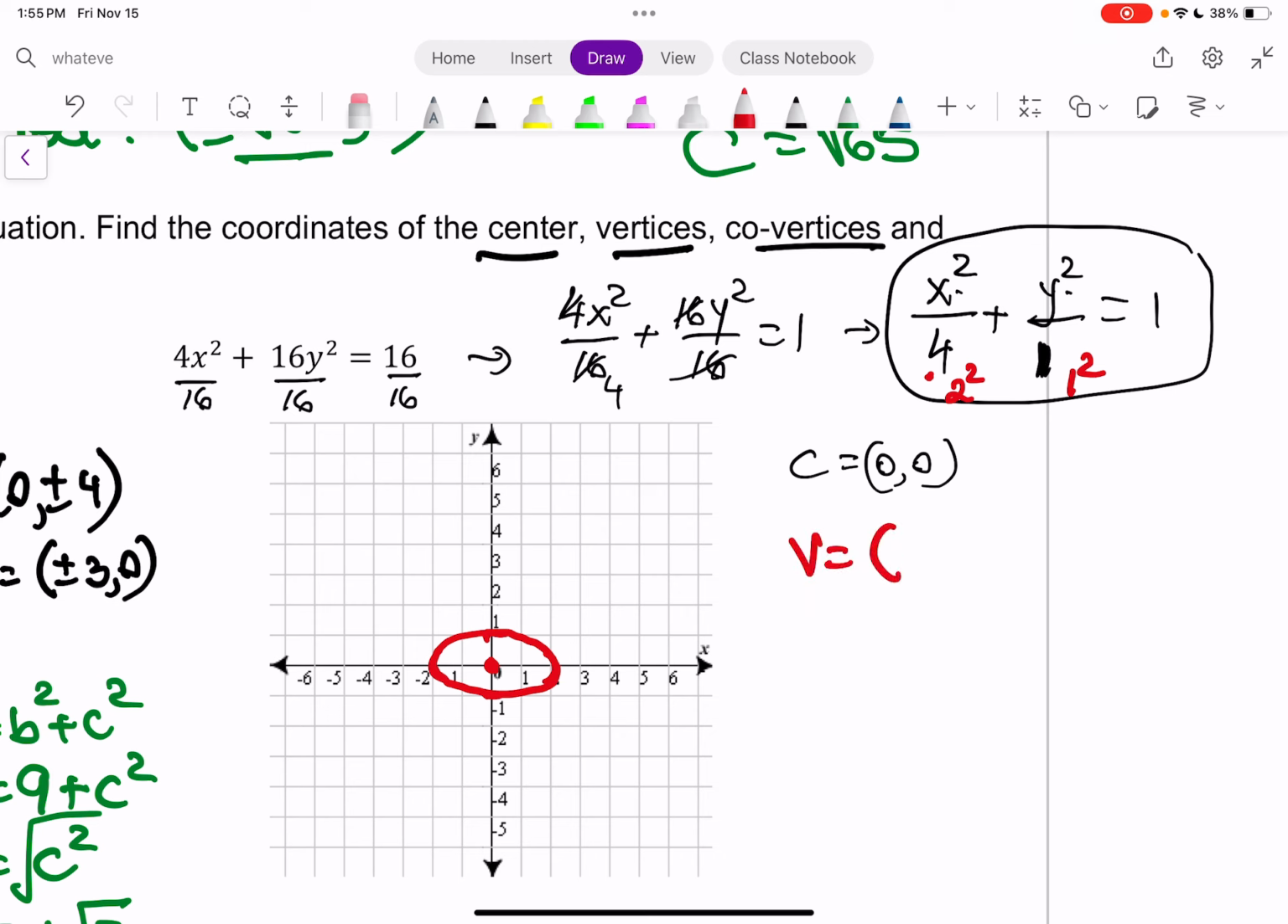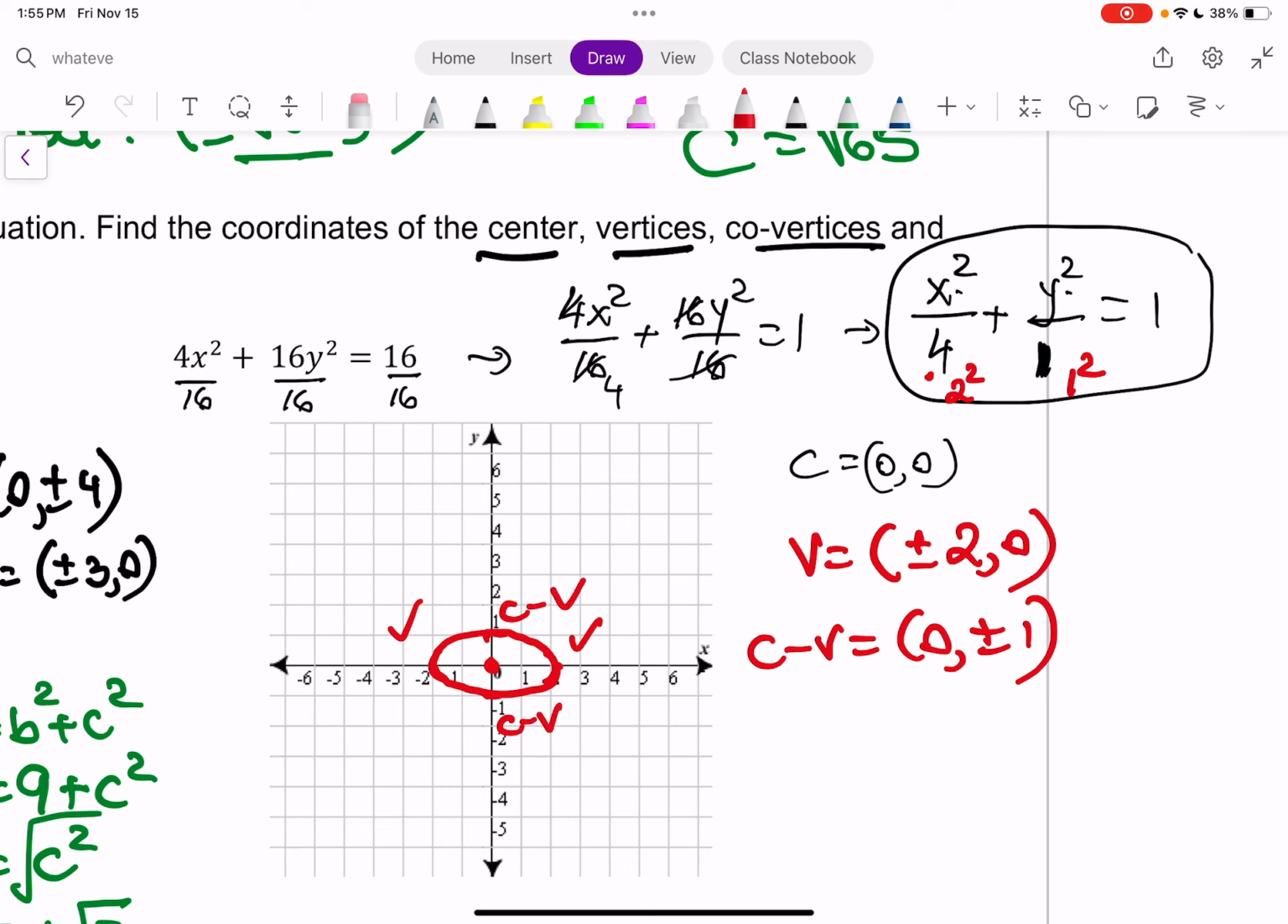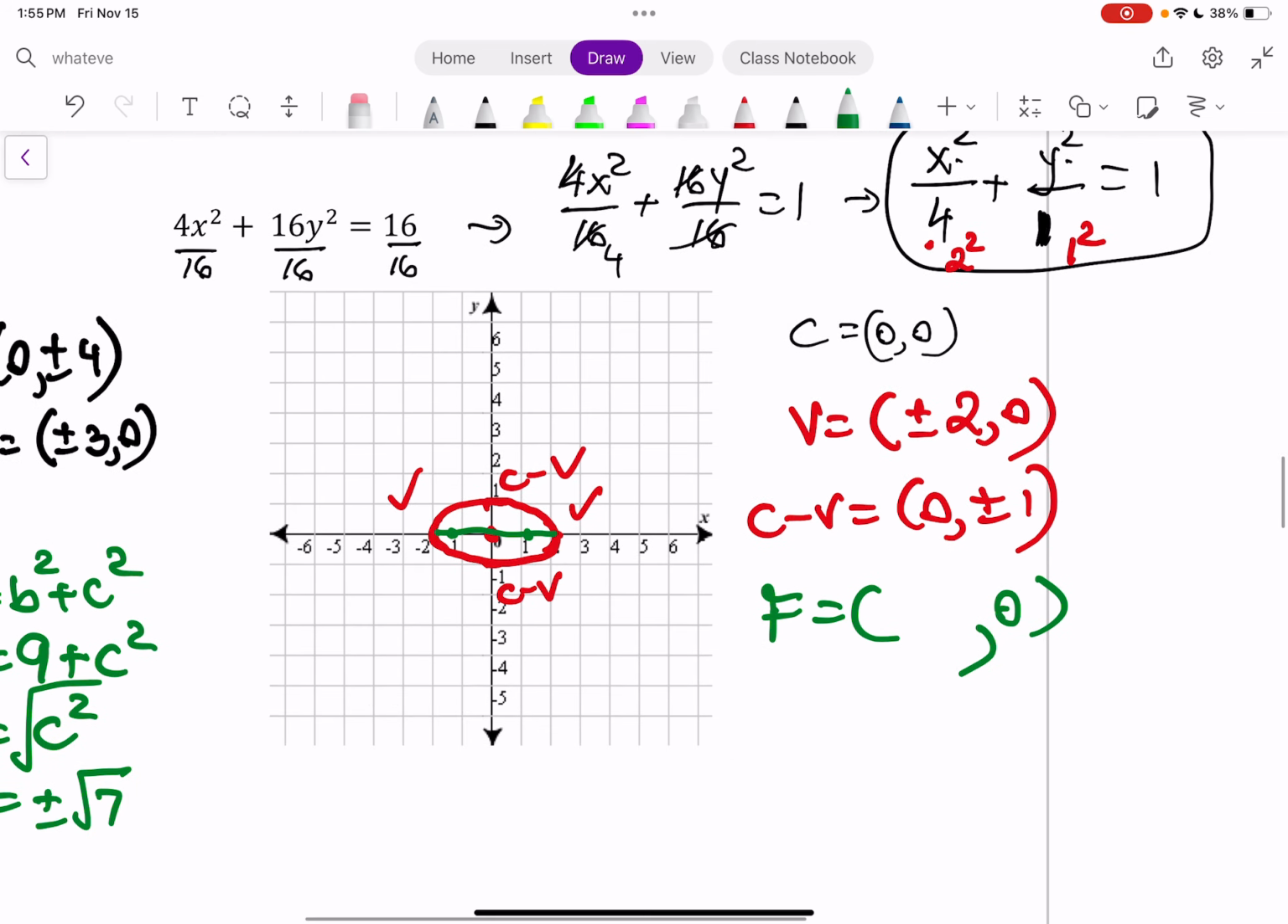So again, the vertices are at the end of the longer side. The co-vertices are at the ends of the shorter side. So they're on the y-axis, therefore x is 0 and y is 1 or -1. And to find the foci, somewhere here on the major axis. So again, the foci are going to have a y-coordinate of 0 since they have to be on the x-axis. And that's where the major axis is.